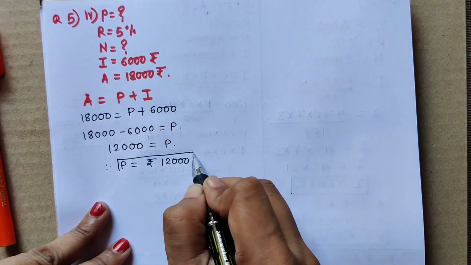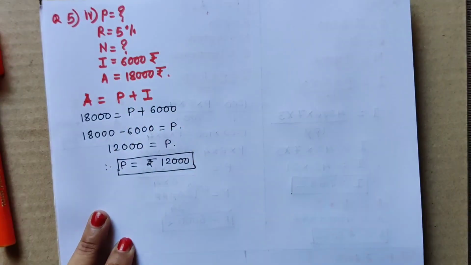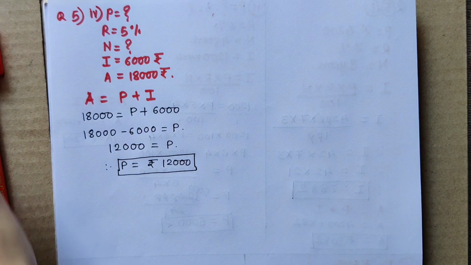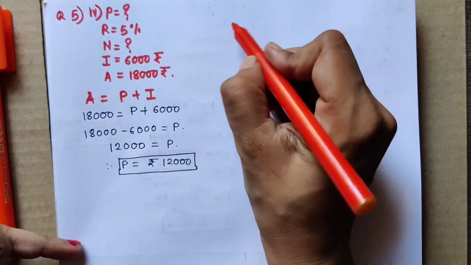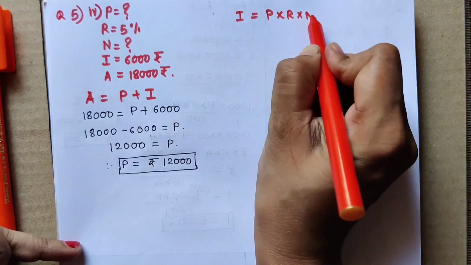So first answer we have got. Now as principal we have got, we can find out the number of years also by applying our first formula. First formula we all know, it is I is equal to P into R into N upon 100.